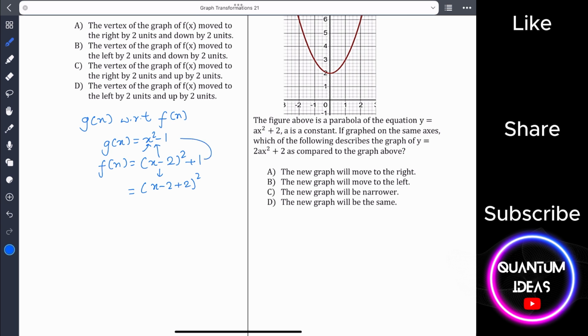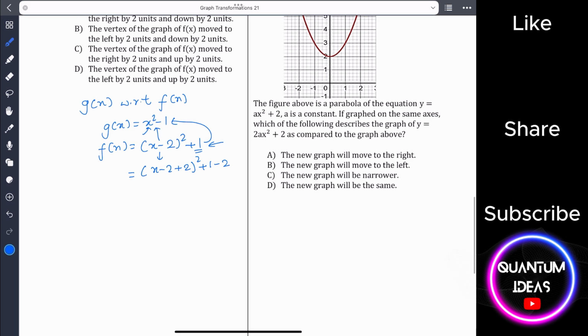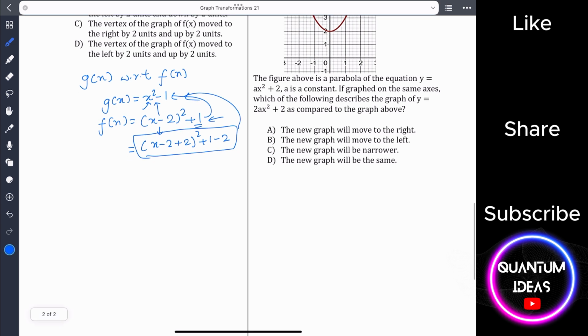And from 1 it goes to −1. So when is that possible? That is possible when you subtract 2 from this f(x), and you will get −1. So if you apply this transformation, then f(x) becomes g(x). That should be clear.